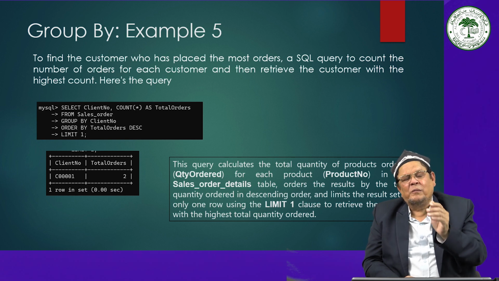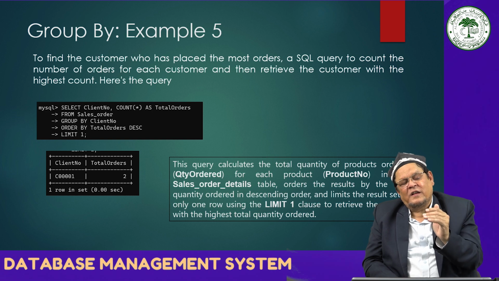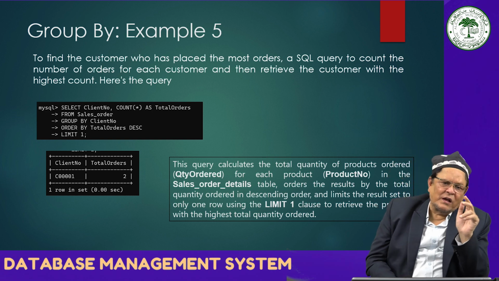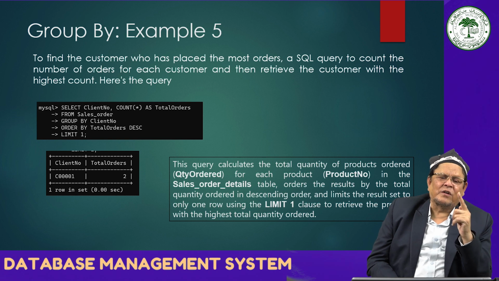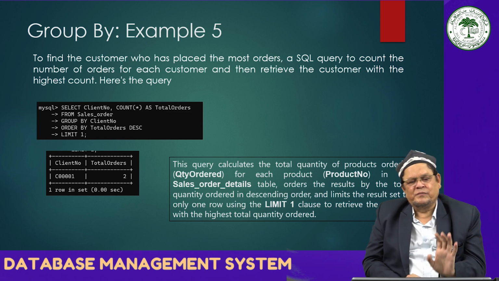Total order will be arranged in descending or ascending. Here I want the result in descending order, which means Z to A. And here I also want a limit. I want only one record, not more than one record. When you press it, it will display the client total order: client number C0001, and the total order is 2.